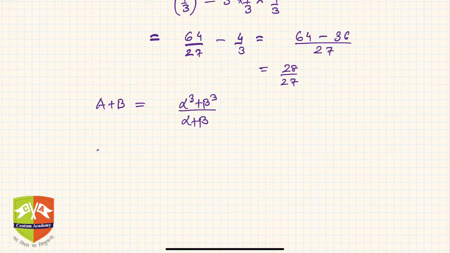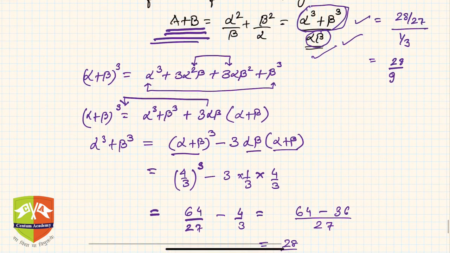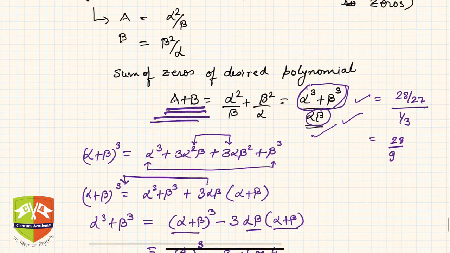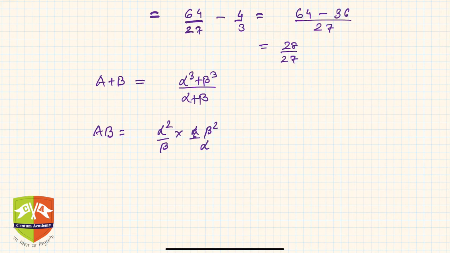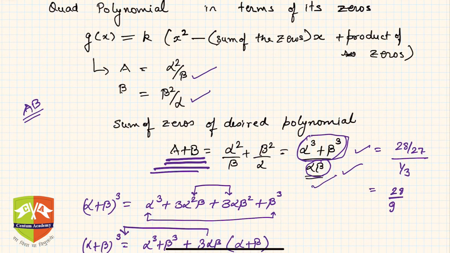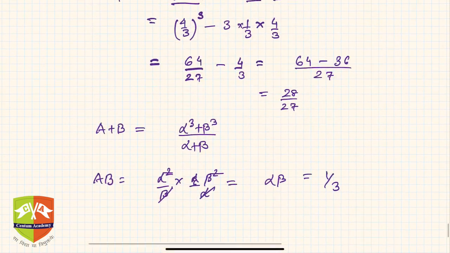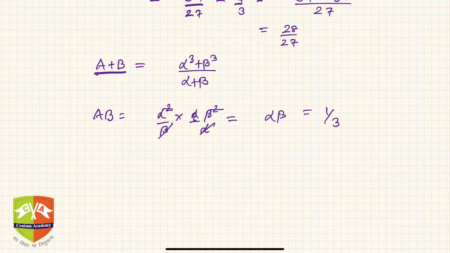And what is AB? Product of new zeros is nothing but alpha square by beta into beta square by alpha. Can you see that? The two new proposed zeros were A was alpha square by beta, and B was beta square by alpha. So AB, we have to find out the product of the new zeros, which is nothing but alpha beta itself. Because this alpha, this 2 will go, this beta, this 2 will go. And alpha beta is nothing but 1/3, we have just found out above. So now we get what? We got A plus B, which is nothing but 28/27. And we got AB, which is 1/3.